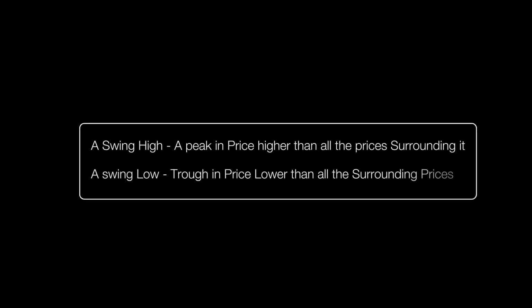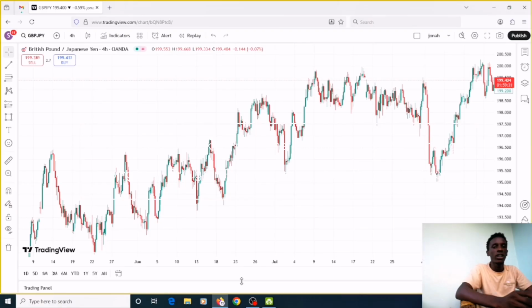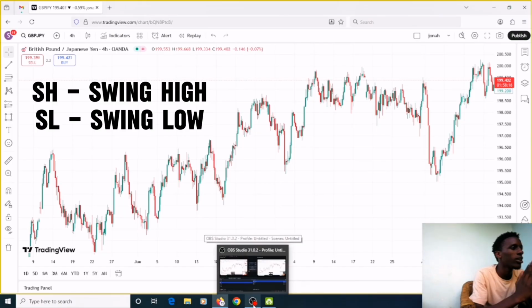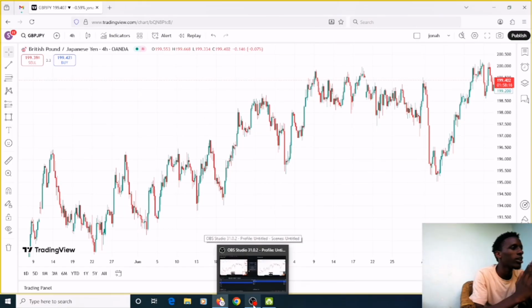The next method is using swing highs and swing lows. I'm going to define each of them. A swing high is a peak in price that's higher than all the surrounding prices, and a swing low is a drop in price that's lower than all the prices near it. To show this on the chart, by SH I mean swing highs, and by SL I mean swing lows, not stop loss, guys.